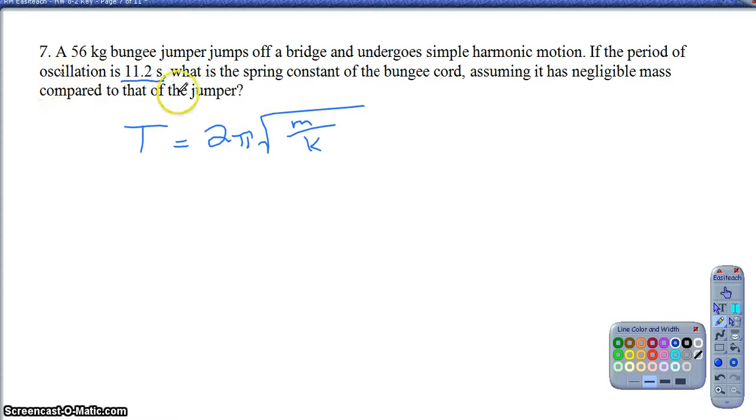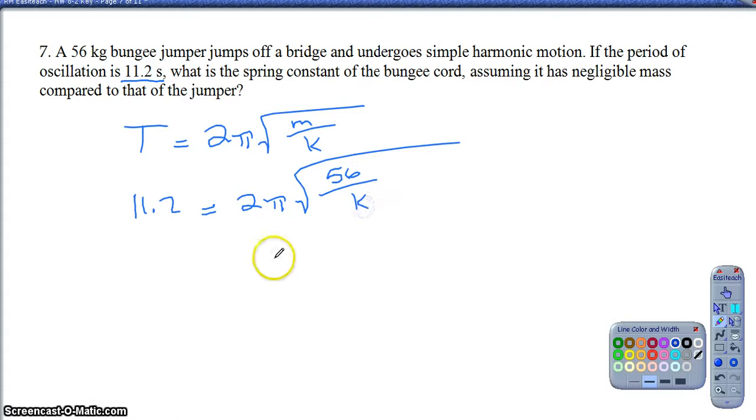The period of the oscillations is 11.2 seconds, and they ask us to find the constant. So again, this one actually is probably too easy, right? It's just a straightforward kind of plug and chug, and make sure you know where everything goes. So just solving this equation for k, right?